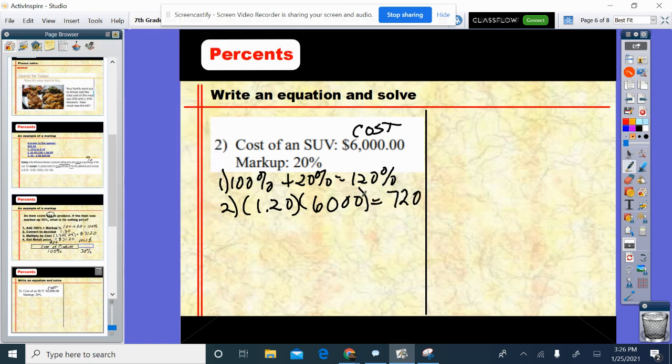You could probably get that one on your own, so I'm not going to go too hard on that. So then I add that back into the cost. So then I add the $6,000, the cost of the SUV, plus my markup. Again, I'm going to put this cost markup in dollars, and that's going to give me $6,720.